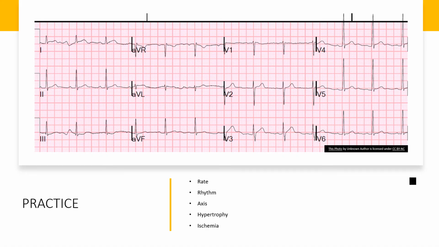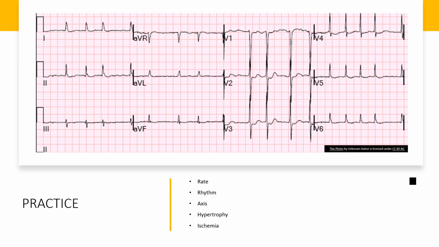I don't see any signs of left ventricular hypertrophy. P waves look normal morphology, and I see no ST segment elevation, depression, T wave inversion, or pathologic Q waves. This appears to be normal sinus rhythm without any hypertrophy, ischemia, or axis deviation.